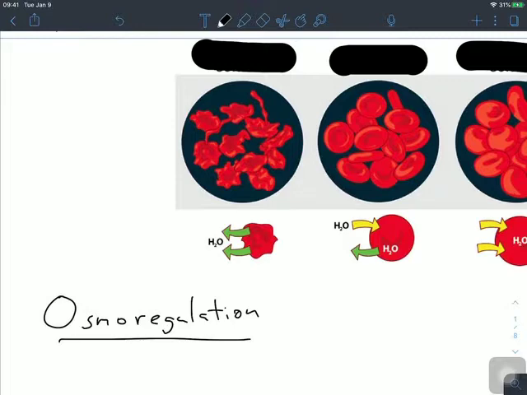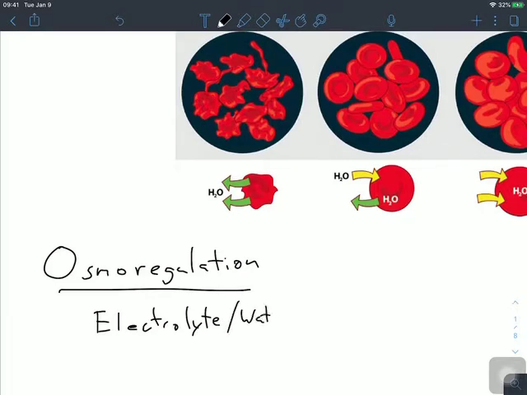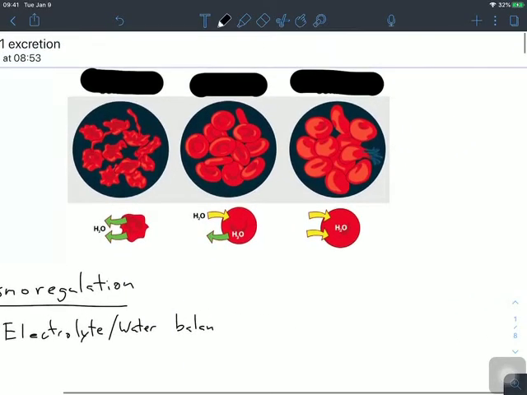Osmoregulation is, of course, balancing our water. And while it may be kind of counterintuitive, or the only way to balance our water is by drinking more of it, you can actually do a lot of balancing of water by balancing the electrolytes in the water. And one of the reasons why it's so important to balance our electrolytes is that our cells really need a perfect concentration of dissolved things to water in order to maintain their appropriate shape.